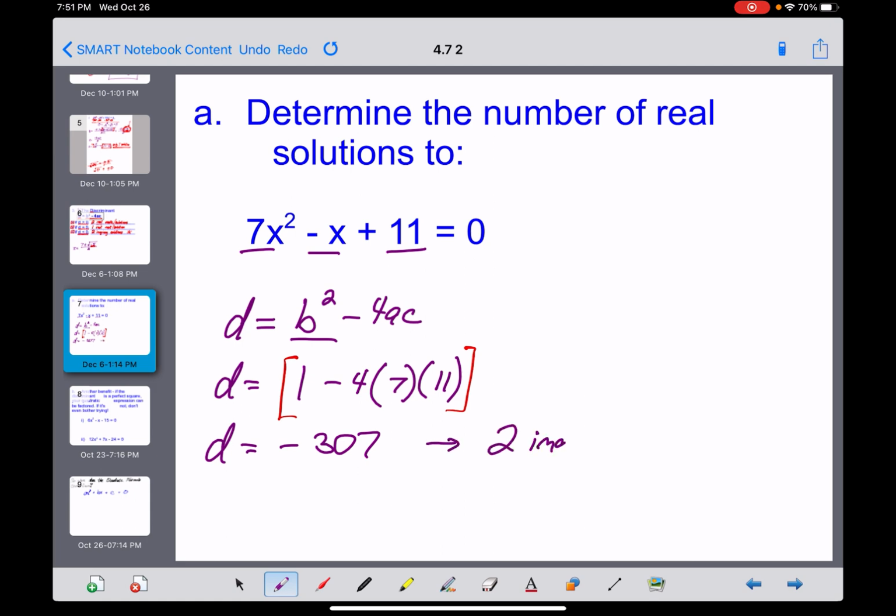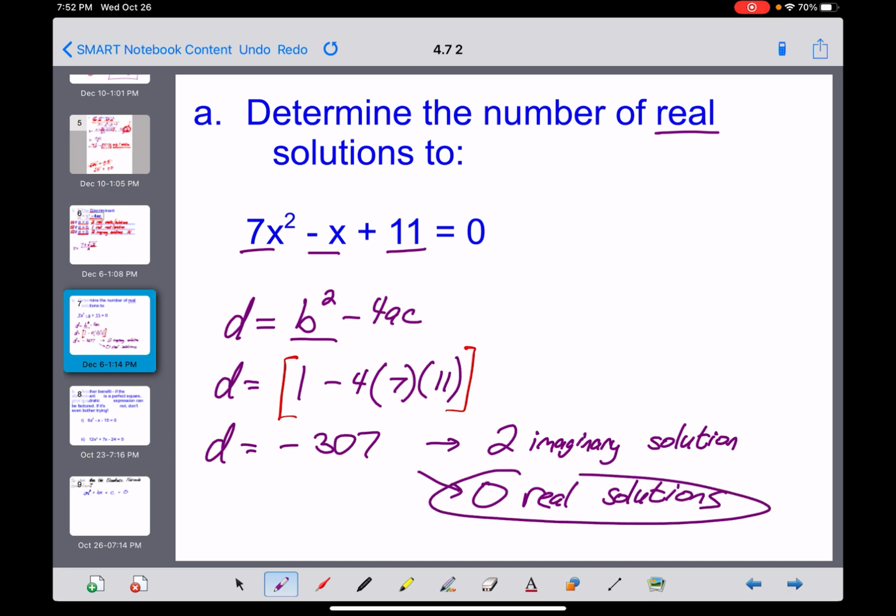Now, I could write that down. This is right, two imaginary solutions, but if I go back and read the problem again, determine the number of real solutions to this equation. Well, guys, if your two solutions are imaginary, what that really tells you is that we have 0 real solutions. And that is the answer to this question here. Okay? All right, and that's what's going on with this one.